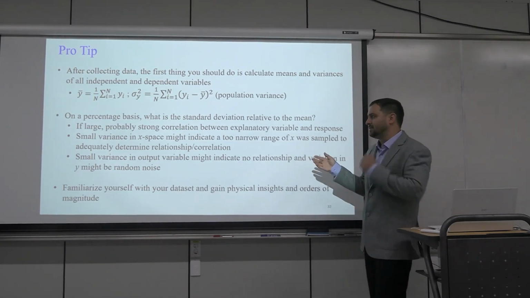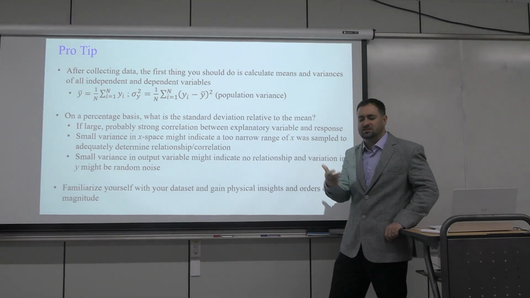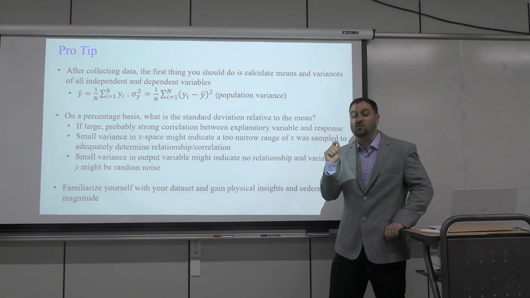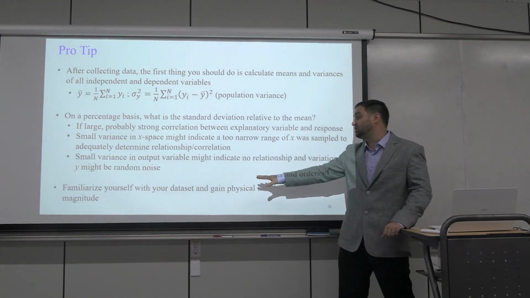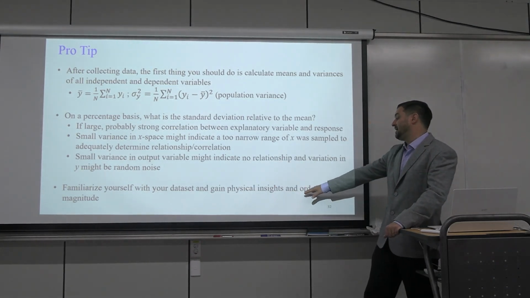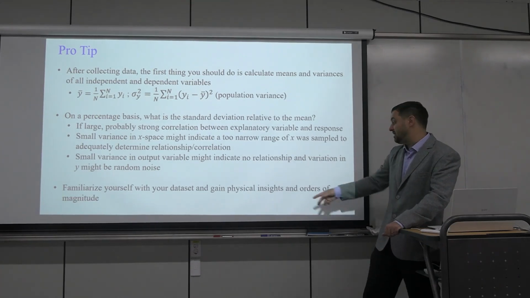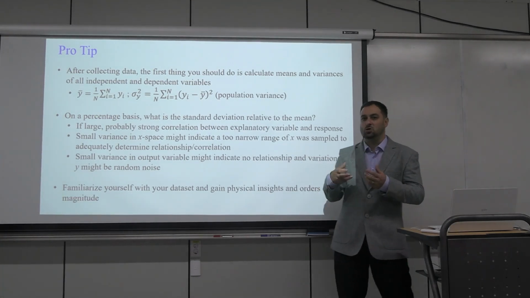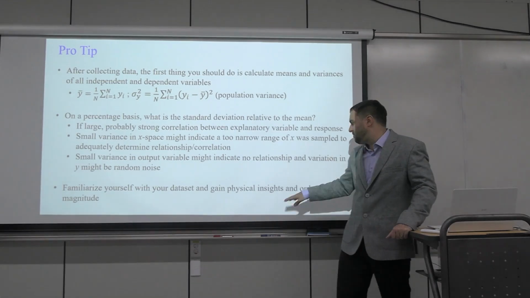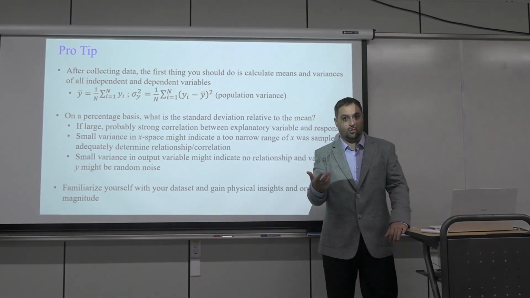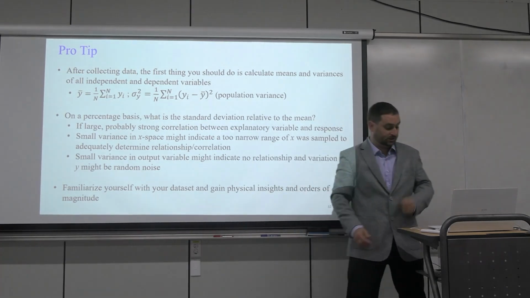And so the point is, this is the sample and population statistics. This is the zeroth order information. And so this will help you familiarize yourself with your data set and gain physical insight into the problem, into your data, and the orders of magnitude of what we're dealing with. Like I said, you should have, what are the orders of magnitude? Are we talking about 5% variation, or are we talking about 50% variations?